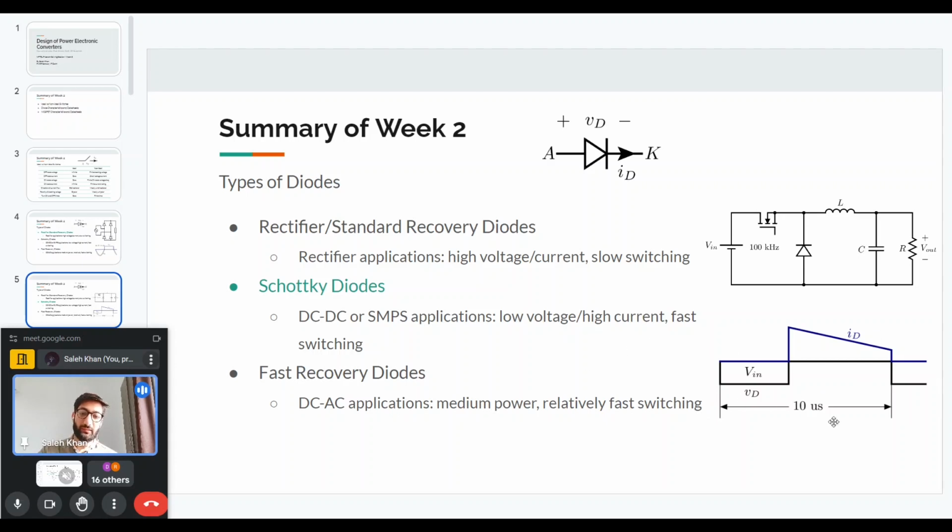But if the diode itself takes 1 or 2 microseconds to turn on or turn off, then that will be too long. It will not allow us the normal operation at 100 kilohertz. So that is why we need very fast switching diodes in that case. And in that case, we use what are called Schottky diodes. These are specially made diodes, and as we'll see, the reverse recovery does not take place. So we can use these for these applications.